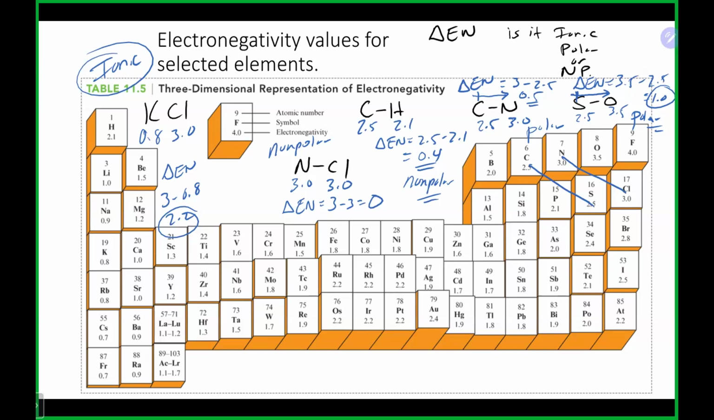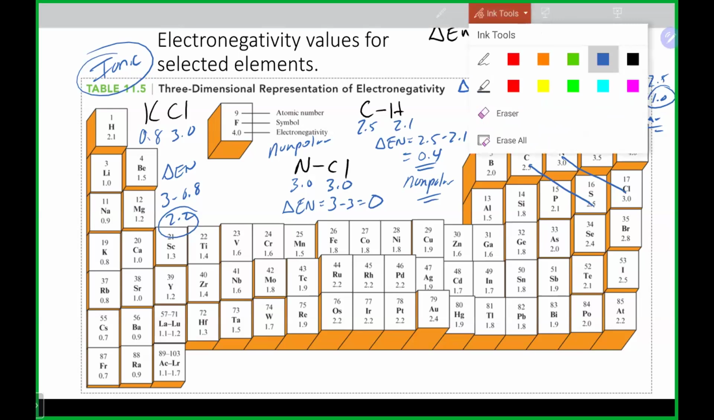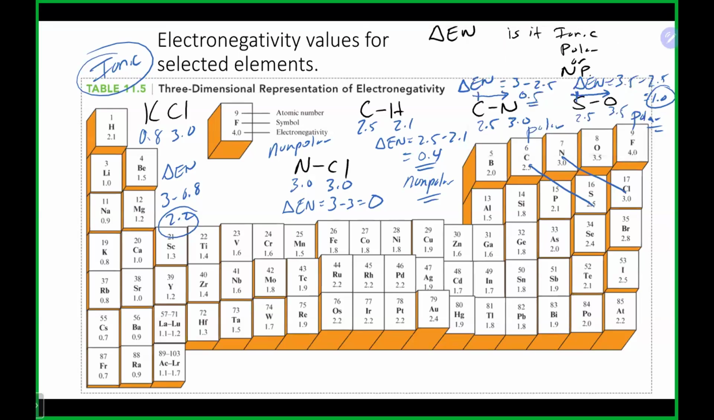Now, the question is, do you need these numbers and to use these numbers all the time? The answer is no, you don't. In a lot of cases you can make a pretty good estimate based on the general trend in electronegativity as to whether or not you'll have a polar bond. Again, it increases as you go up and to the right, and decreases as you go down. For example, if I'm comparing two atoms in the same row, like we did with carbon and nitrogen, nitrogen is further to the right, which means nitrogen should be more electronegative than the atom to its left, and that should give you a polar bond.